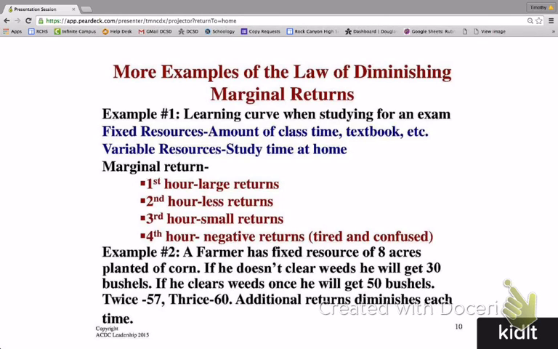A second example would be a farmer having fixed resources of 8 acres planted of corn. If he doesn't clear weeds, he will get 30 bushels. If he clears weeds once, he will get 50 bushels. Twice, 57. 3 times, he'll get 60. Additional returns diminish each time.